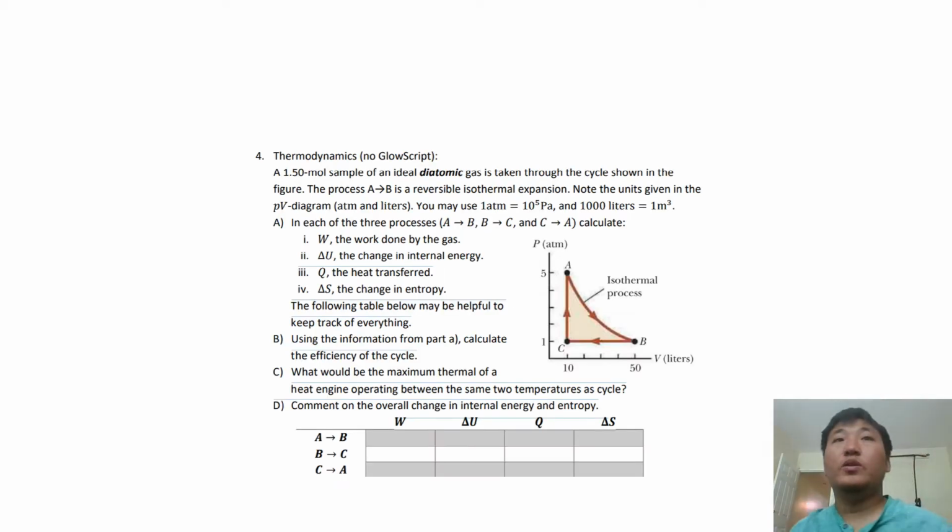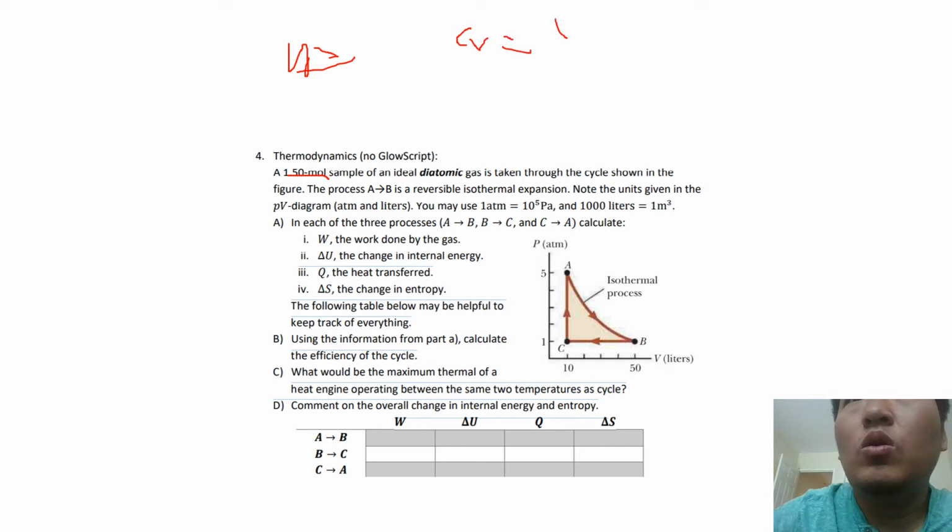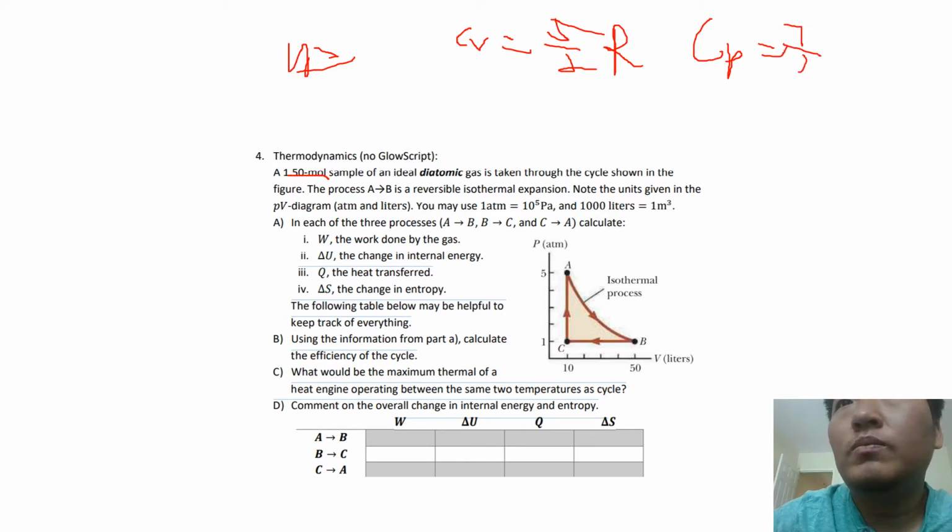Hi, so let's go over the problem here. In this problem, we can notice that n equals 1.5 and it's a diatomic gas. That means that Cv equals 5/2 R, and also Cp equals 7/2 R. That is the information given with the gas.